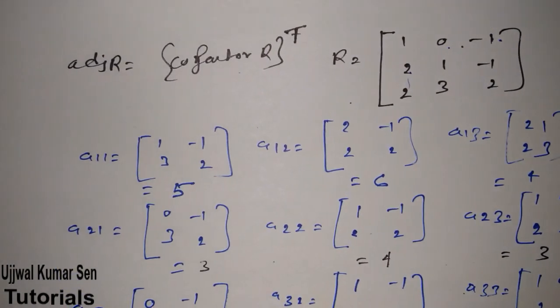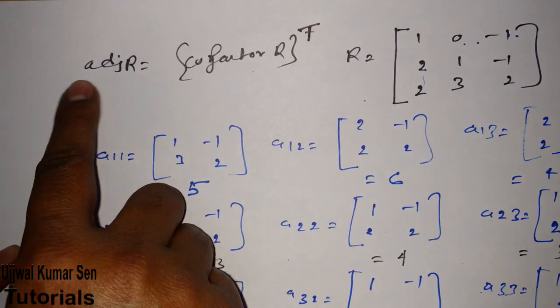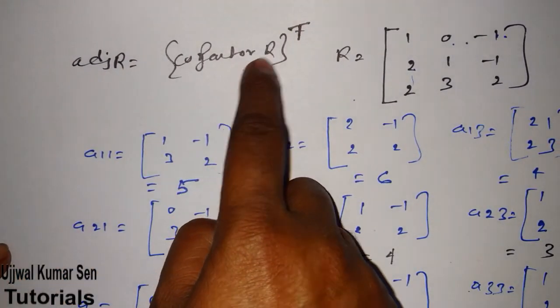Now, as I have shared with you, the formula for finding the adjoint of R is equal to the transpose of the cofactor of R.